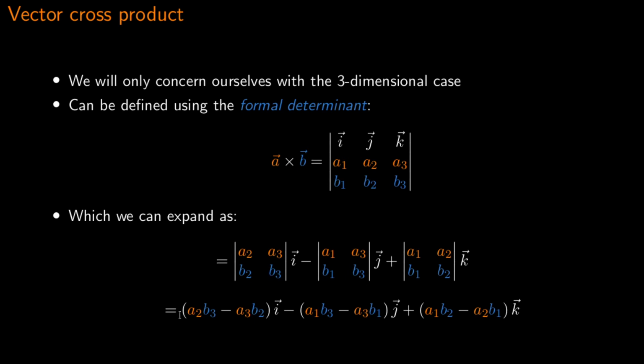These are just 2x2 matrices, so the determinant is given simply by a2 times b3 minus a3 times b2 times the i unit vector, minus and so on. Okay, so we can see how that works, and this is the equation that we can use to calculate the vector cross product of vector A and vector B.